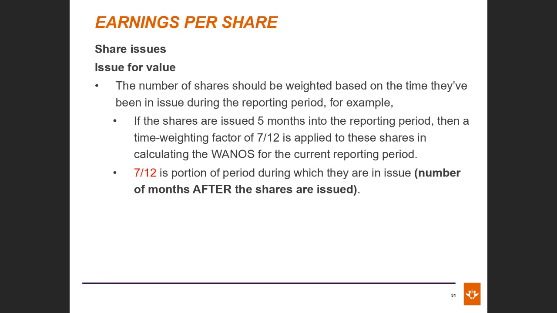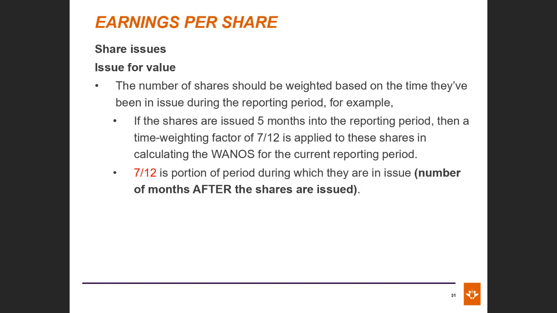Let's go to the next slide and see if we have an example or an explanation. So here it says the number of shares would be weighted based on the time they've been in issue during the reporting period. For example, if shares are issued 5 months into the reporting period, then a time factor of 7/12 is applied. Okay, so how do we get 7/12?